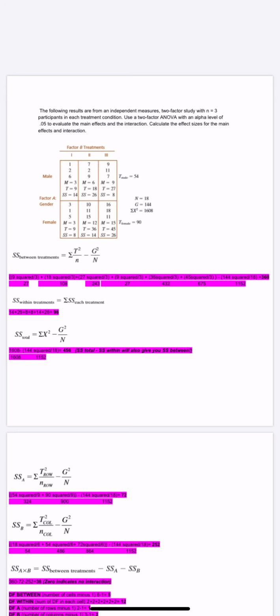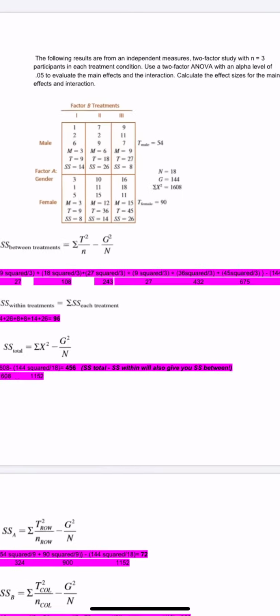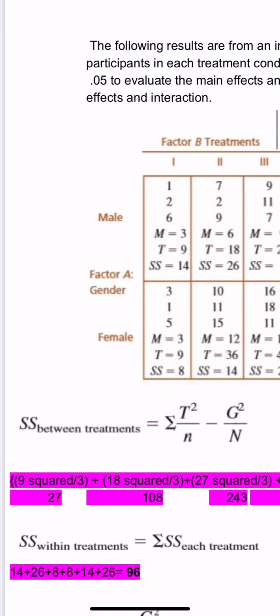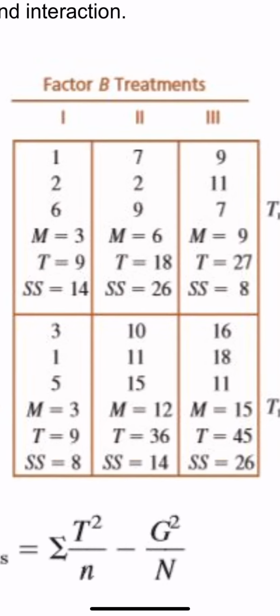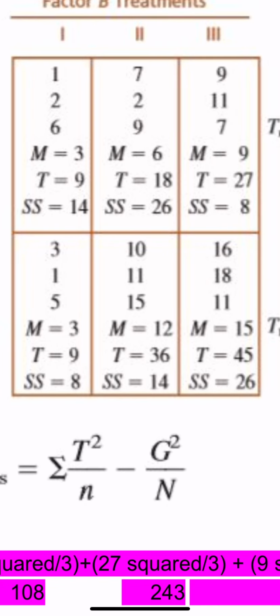A two-factor ANOVA, also known as a two-way ANOVA. It basically means that there are two factors. Here we have factor A of gender with two levels, male and female, and factor B of treatments with three levels: treatment 1, treatment 2, and treatment 3. Inside, you get the total scores for each group.